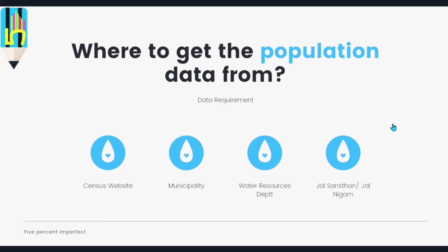So these are the authentic sources from where we get the population data. Now, when they give you the data, they might orally tell you that in 2001 this was the population, in 1991 this was the population. So you need to get it documented.